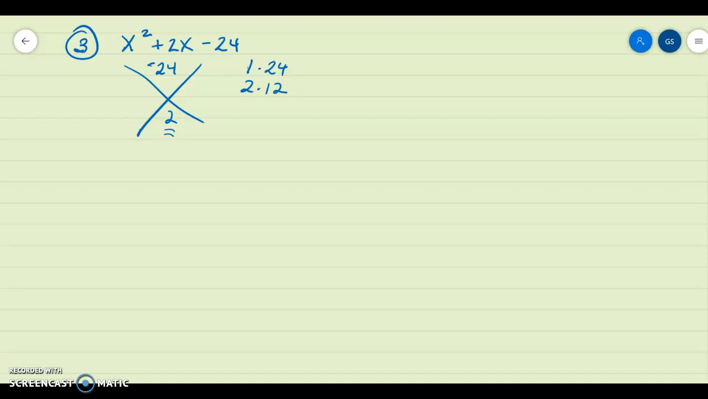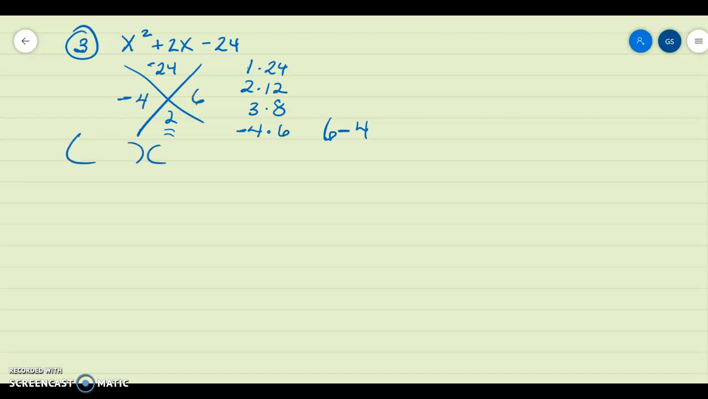So 24 and 1 never going to work. 12 and 2, you're never going to get a 2 out of those, whether you add or subtract. What do we have next? So we have 3 times 8. Well, 3 times 8 is 24. 3 plus 8 is 11. 8 minus 3 is a 5. We want a 2. It doesn't work. All right, so 4 times 6. Ding, ding, ding. 6 minus 4 is 2. And so I'm going to change this 4 to a negative. Negative 4 times 6 is negative 24. So we could put a negative 4 and a 6.